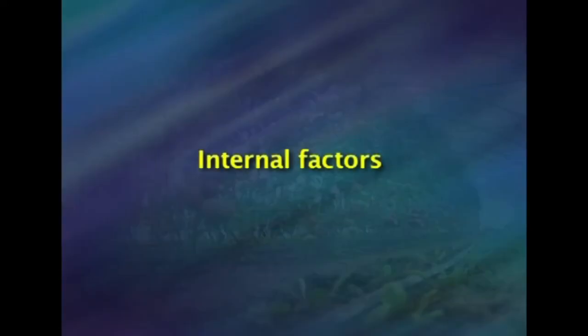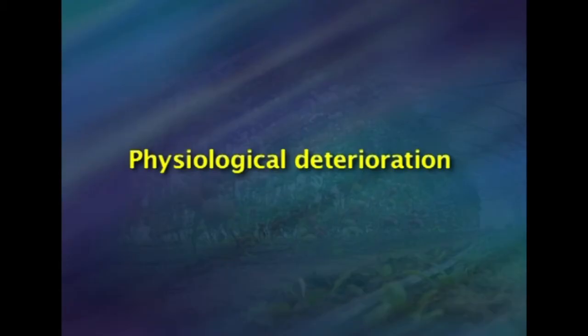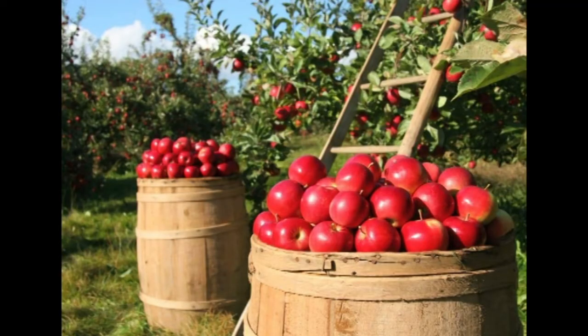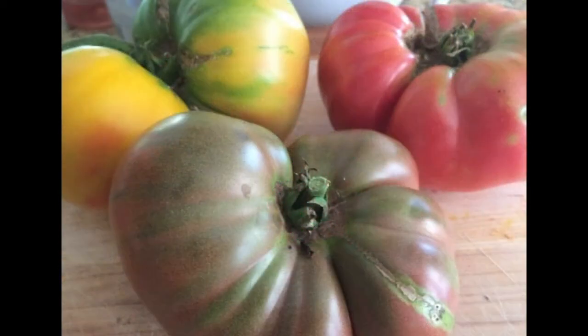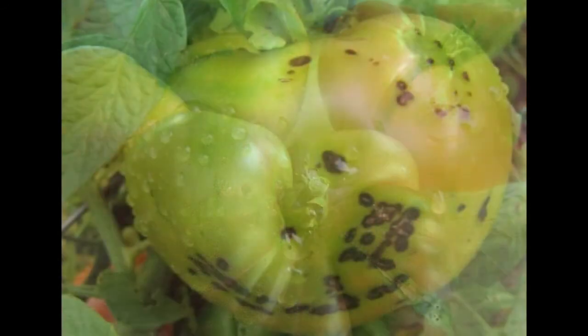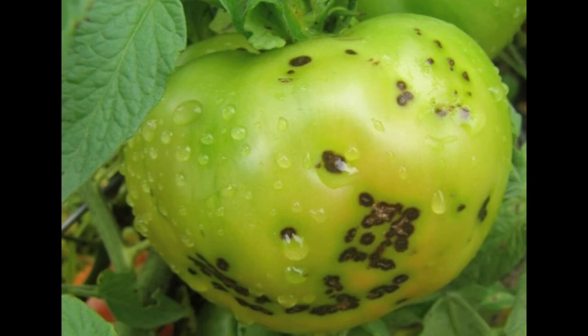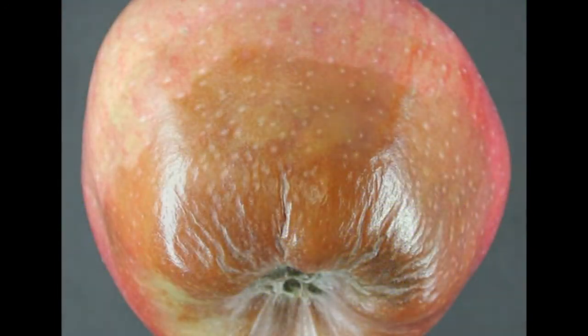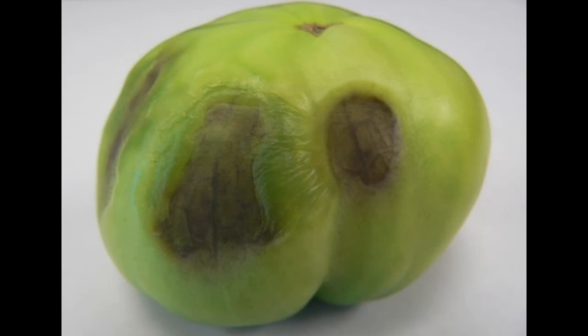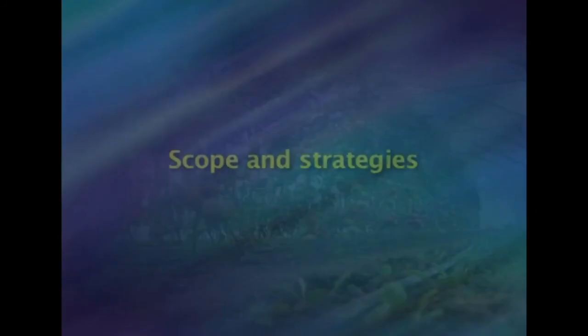Coming to the internal factors, firstly, it is the physiological deterioration. Fruit and vegetable tissues are still alive after harvest and continue their physiological activity. Physiological disorders occur as a result of mineral deficiency, low or high temperature injury, or undesirable environmental conditions such as high humidity. Physiological deterioration can also occur spontaneously owing to enzymatic activity, leading to overripeness and senescence, a simple aging phenomenon. Scope and strategies: the unnecessary waste of valuable commodities can be checked by processing into value-added products.